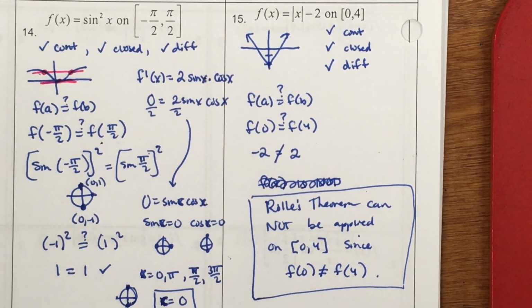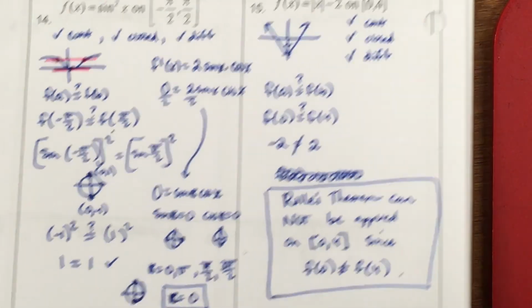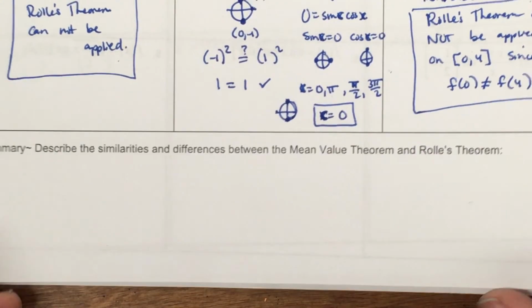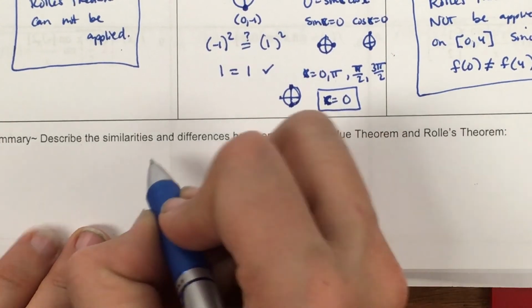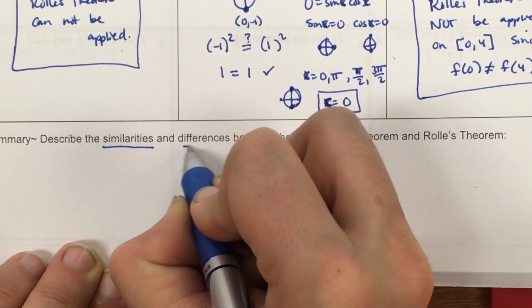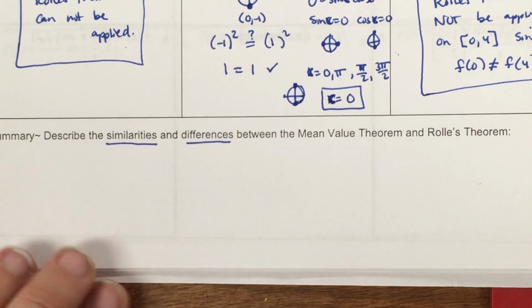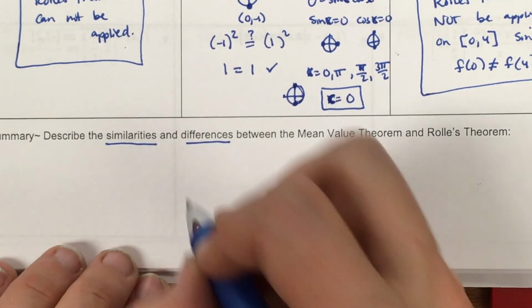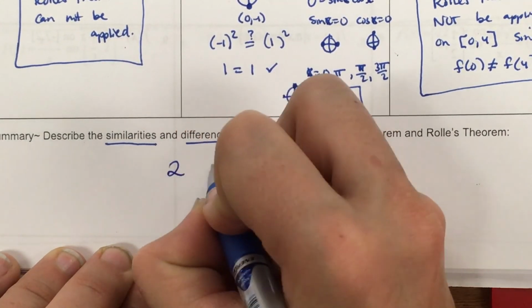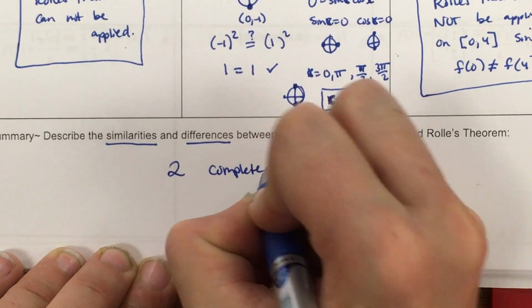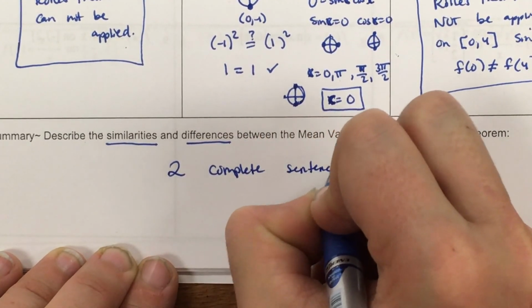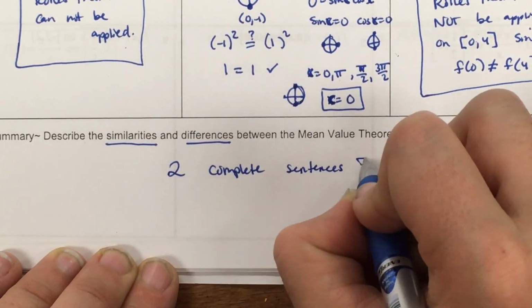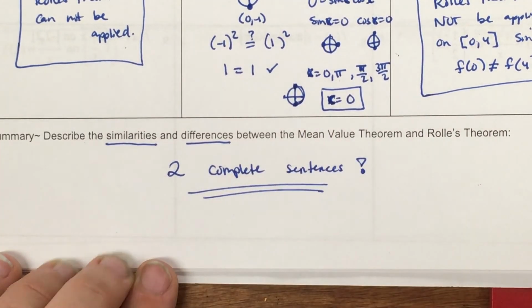All right, now your final assignment is to answer this question. Describe some similarities and some differences between Rolle's theorem and the mean value theorem. And I want at least 2 complete sentences. At least 2 complete sentences.